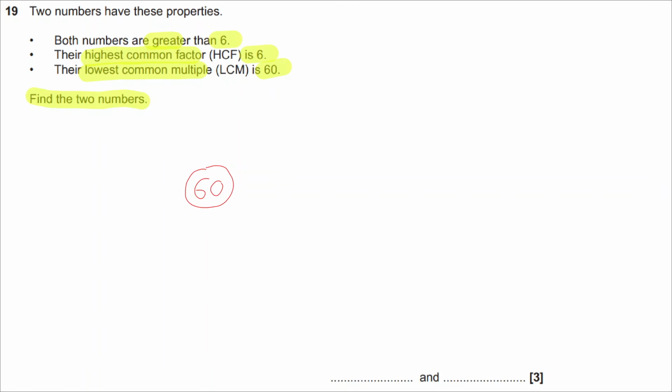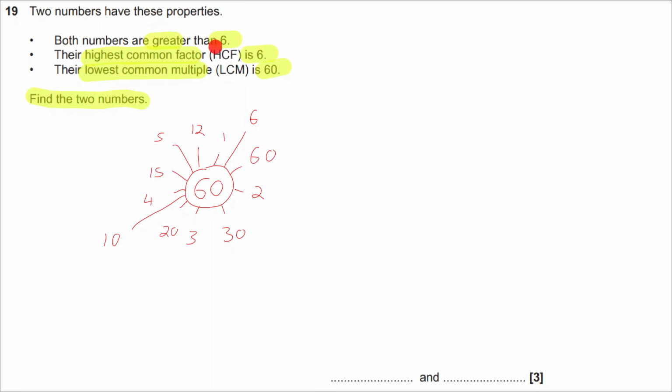So to make 60, you can do 1 times 60, 2 times 30, 3 times 20, 4 times 15, 5 times 12, 6 times 10. Sorry, it's getting a bit messy already. You can't do 7, you can't do 8, you can't do 9. We've gone back to 10 again. So these are all of the factors of 60.